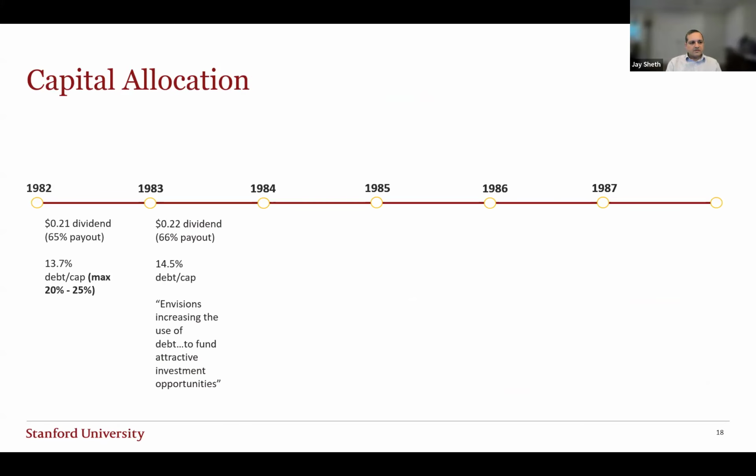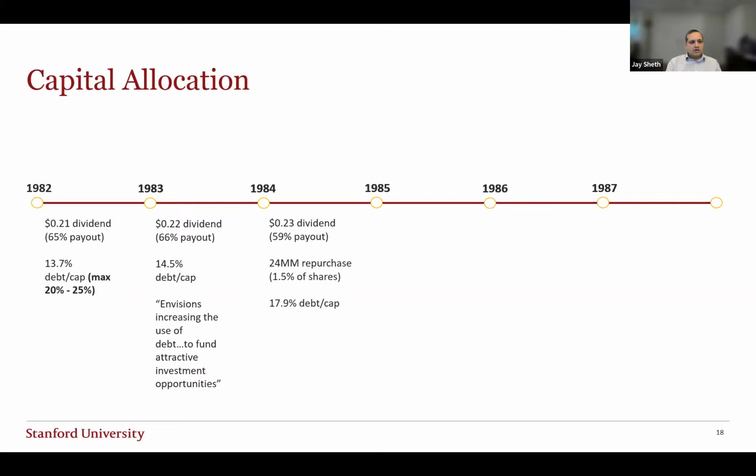In '83, they grew the dividend. The payout ratio actually grew a little bit. The debt went up just slightly. And they said that they envisioned increasing the use of debt to fund attractive investment opportunities. So they told you that they were going to start using more debt in the future.